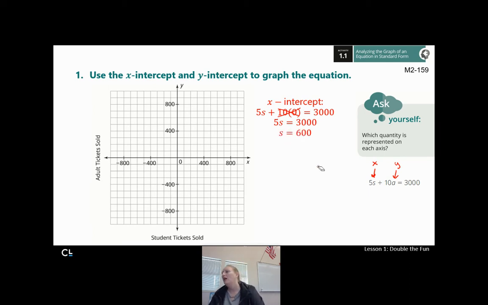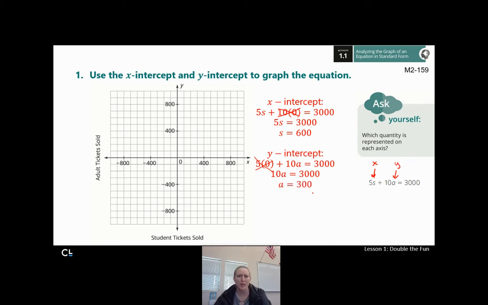I'm going to erase these and put up a prettier version so it's easier to read. If we want to find the y-intercept, I need to plug in a 0 for S, the other variable. So 5 times 0 plus 10A equals 3,000. The nice thing is that 5 times 0 is 0, so it's gone. 10A equals 3,000, so you divide both sides by 10, and you find out that A is 300.